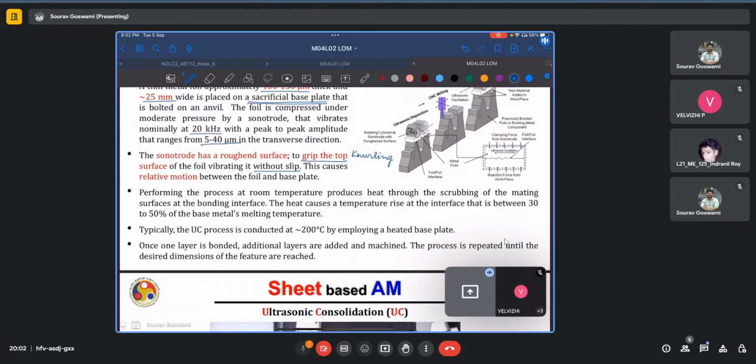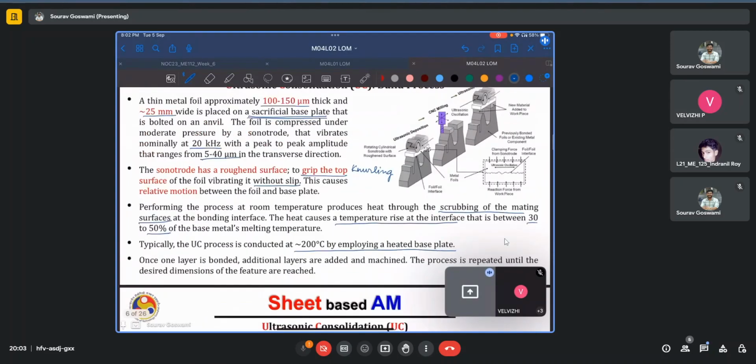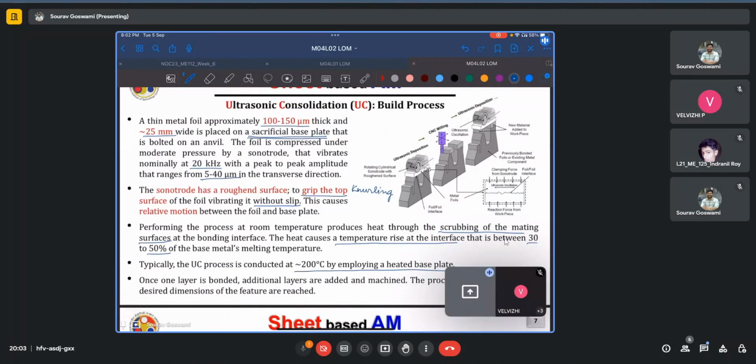This process is performed at room temperature only. There may be some temperature applied to the build plate, but other conditions remain ambient. Some heat is produced through the scrubbing of the mating surfaces at the bonding interface. However, the temperature rise is still limited to between 30 and 50% of the melting point. Thus, it is a solid state process. And the heated base plate uses a temperature of approximately 200 degrees Celsius to further accentuate the process. And as we discussed, there is a milling cutter which removes the unwanted region from each layer.